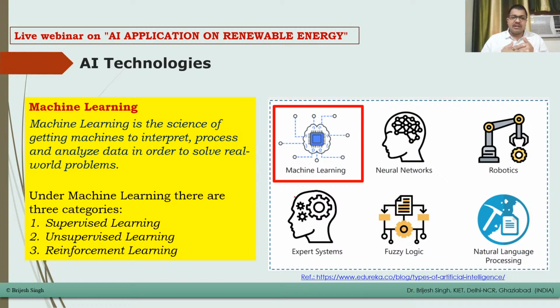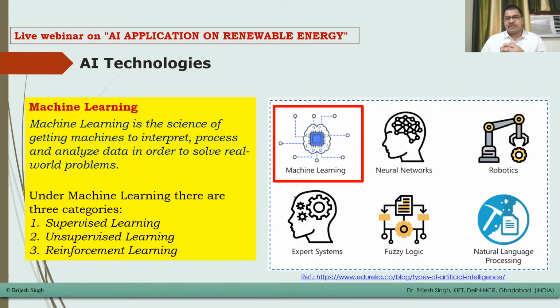Under machine learning there are three categories: supervised learning, unsupervised learning, and reinforcement learning. Basically these three types of learning techniques are used in machine learning, where supervised learning is where your machine is trained with the help of a supervisor. In parallel with your system during the training process, a supervisor system is there, and with the help of that supervisor system you can train your system or your entire control processing unit.